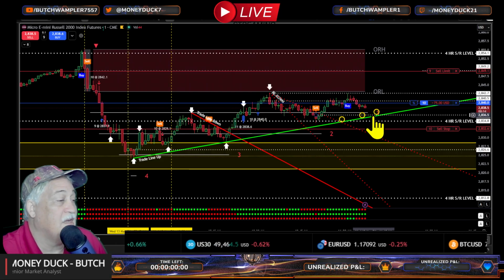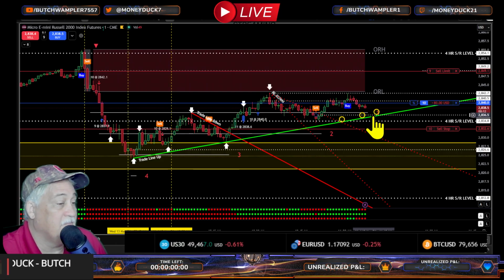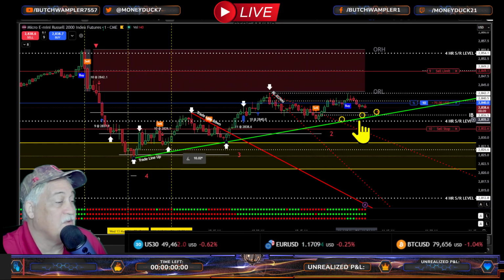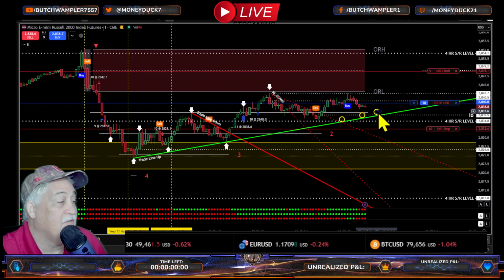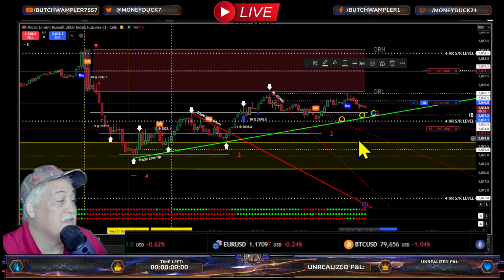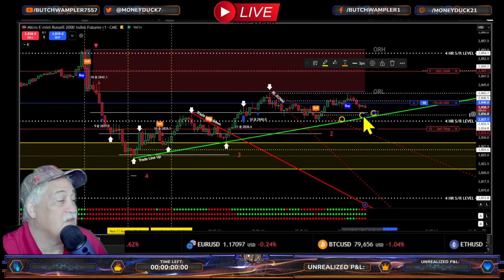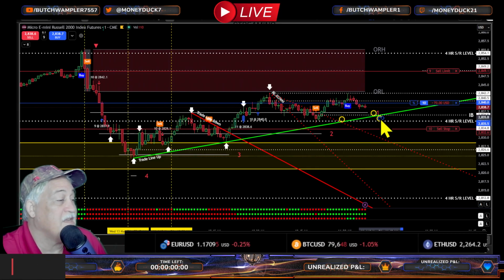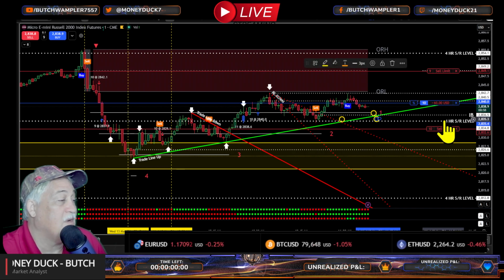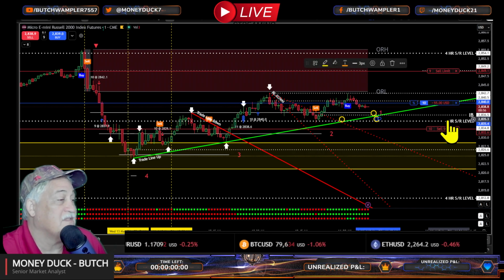What else do we have here? What other lines could hold it up? Price points. Well, we have this green line, right in that area. So would it surprise me if it came down and turned there? No, it wouldn't. Would it surprise me if it came down to the 4-hour level? No, it wouldn't. That's not what I want to see.